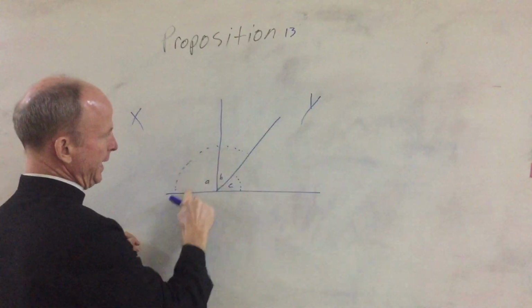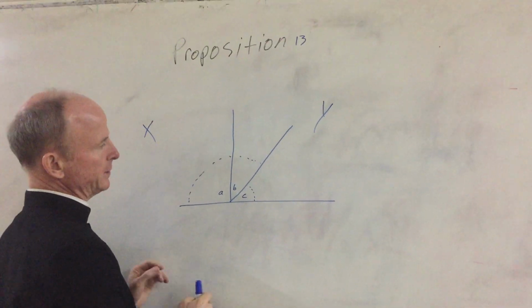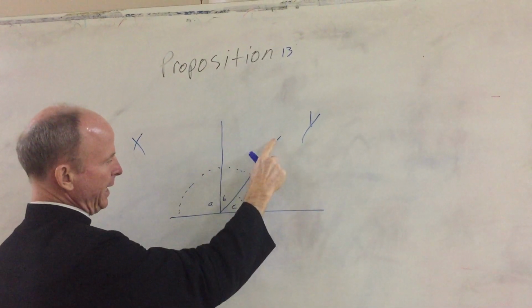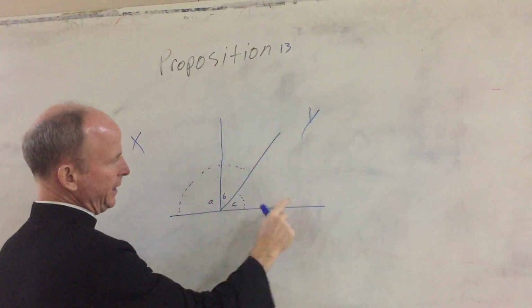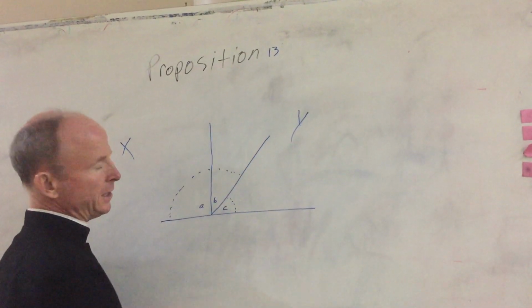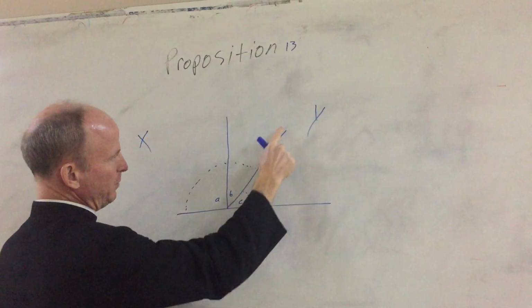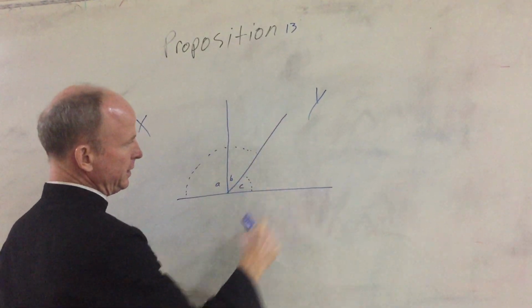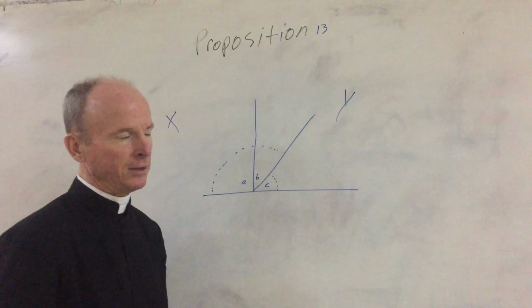Angle AB and angle C are equal to two right angles because angle AB and angle C are equal to angle A, angle B, and angle C. And angle A and angle B and angle C were proven to be equal to two right angles. So angle A and B together and C are also equal to two right angles. This and this are equal to two right angles.